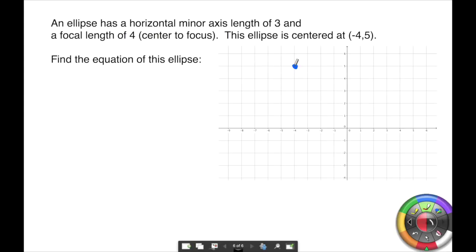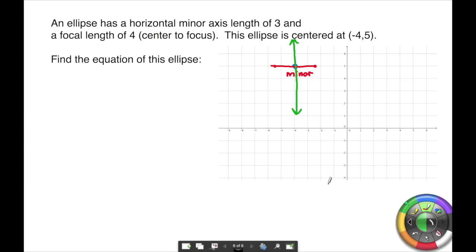So when we want 3, we have to go 1.5 to the right and 1.5 to the left. So this is our minor axis going through the center. That means our major axis is going the other direction. So the major axis has to be going this way. And it's going to be longer, so I'm just going to put arrows here to designate that it goes along this line someplace.